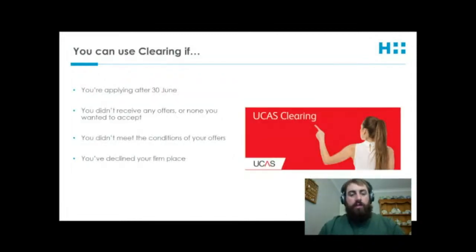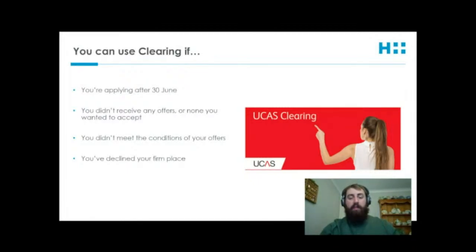So clearing. You can use clearing if you fall into one of the 4 categories. So if you're applying for university after the 30th of June, so possibly if you've left it a bit late, forgotten about it, or you're undecided and thought, yeah, I will apply, but it's after the 30th of June, that's not a problem. You can go into clearing. You can always use clearing if you didn't receive any offers at all, or you have no offers you wanted to accept. So, for example, you applied to Oxford and Cambridge, but you only predicted C's, possibly. They didn't give you an offer. You can go through clearing to find a different university that would take you with your grades.